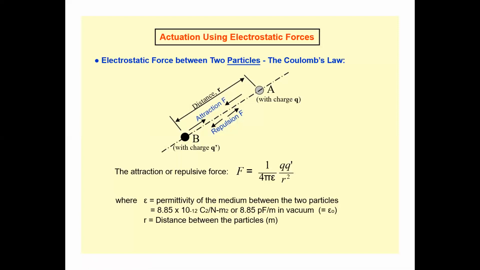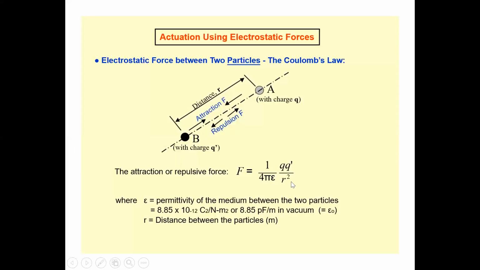We know that similar charges always repel each other, whereas opposite charges always attract each other. So whatsoever it is, there will be a force, which may be attractive or repulsive. That force is equal to 1 over 4 pi epsilon times Q Q dash over r square. Coulomb's law says the force is directly proportional to the product of the charges and inversely proportional to the square of the distance between them.